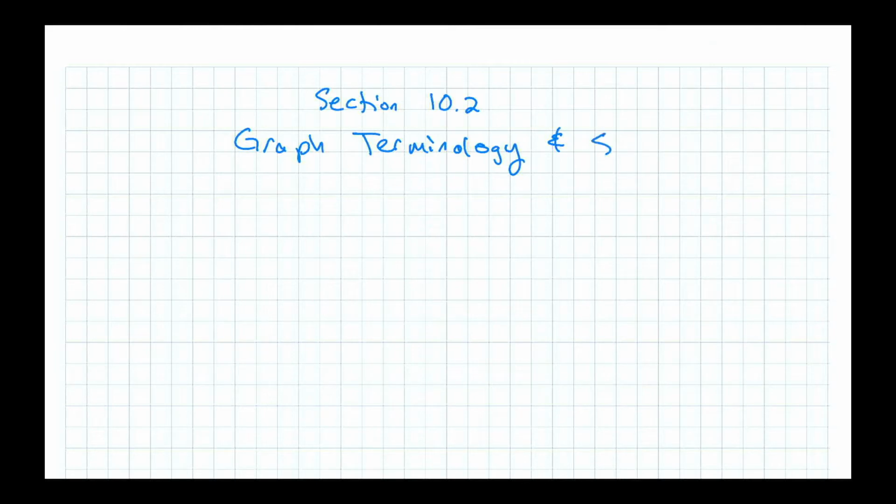All right, everybody. So what we're going to be looking at today is section 10.2 in your book, and this is going to be graph terminology and also some kinds of special graphs. I think I mentioned in the previous video that there were special graphs, like a cube or something, but it'll take us a while to get there.